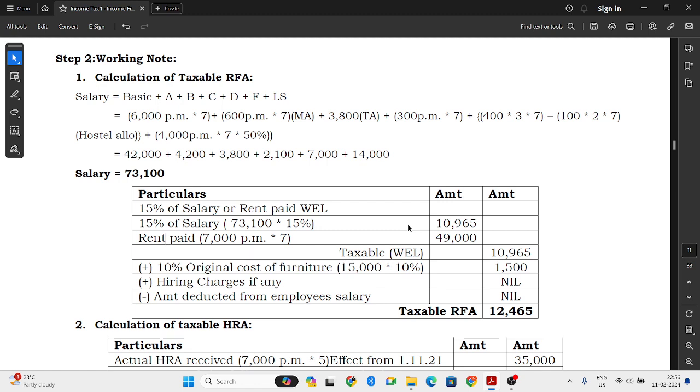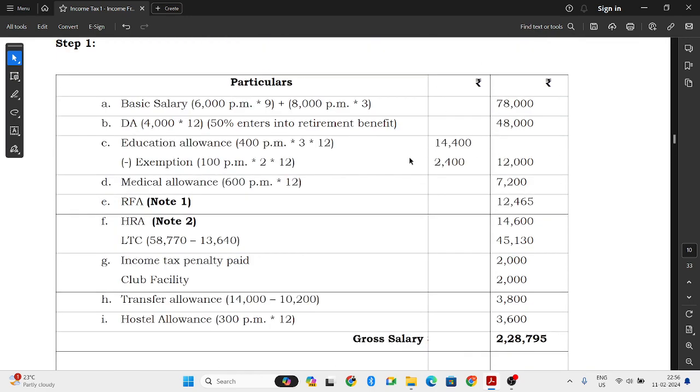Next, they have purchased the furniture of 15,000 rupees. So we need to add the 10% of the cost of furniture, that is 1,500. Then there is no hiring charges, and they have not deducted any amount from the employee salary, so both will be nil. So add 10,965 plus 1,500, you will get 12,465. That is your taxable RFA.